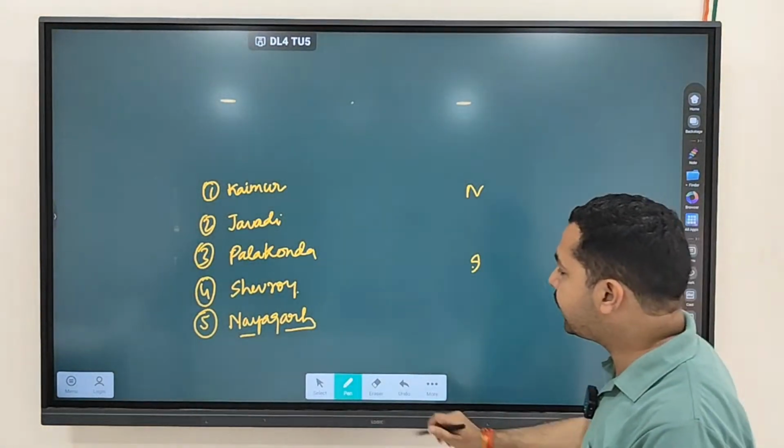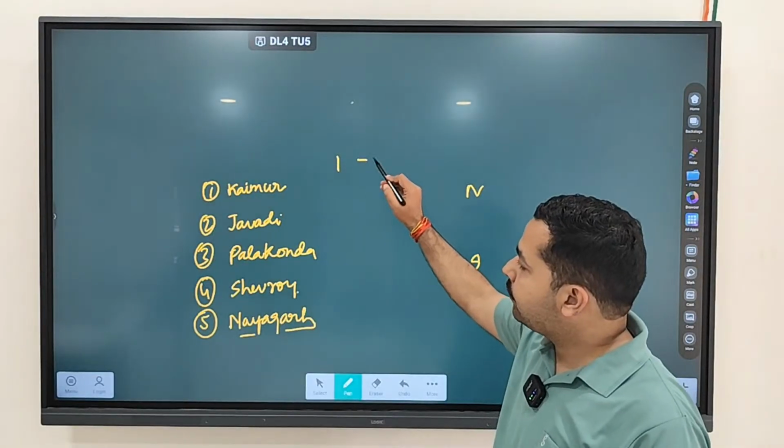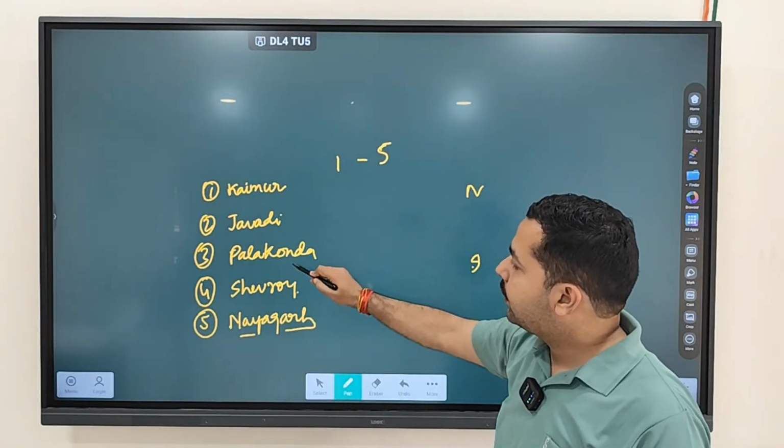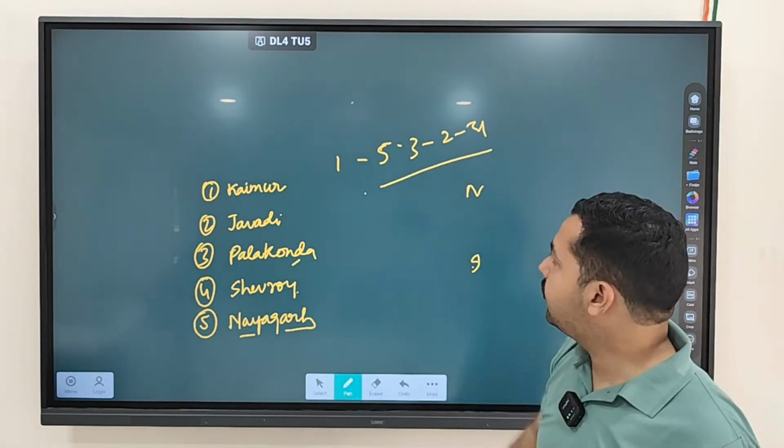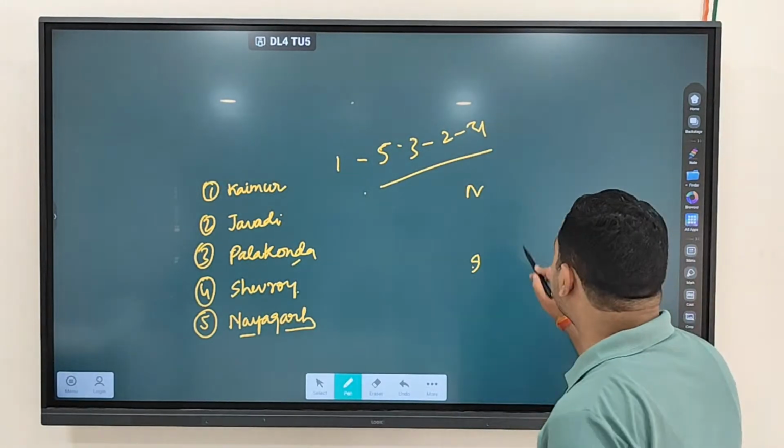So what will be the correct order? First is Kaimur, then Nallamala, then Palakonda, then Javadi and then Shevaroy. Clear? So this is okay there. Or you may get a question like this.